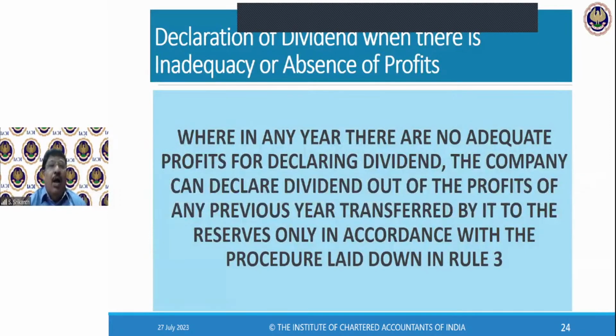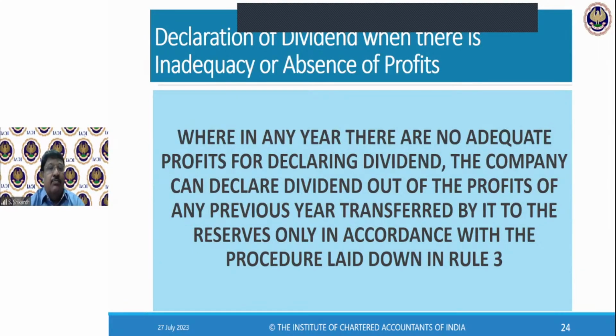Moving on. Declaration of dividend when there is inadequacy or absence of profits. Inadequate or inadequacy means not enough. Not enough to pay. See, I want to declare a dividend. The total amount comes to 2 crore. My profit is only 1 crore. So I can't pay 2 crore now. It is inadequate. Or 0, loss, absence.